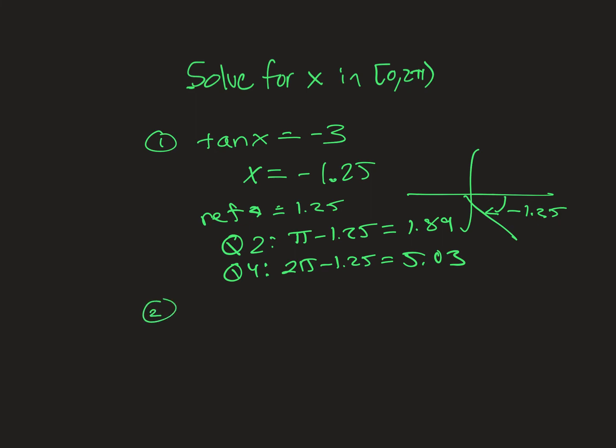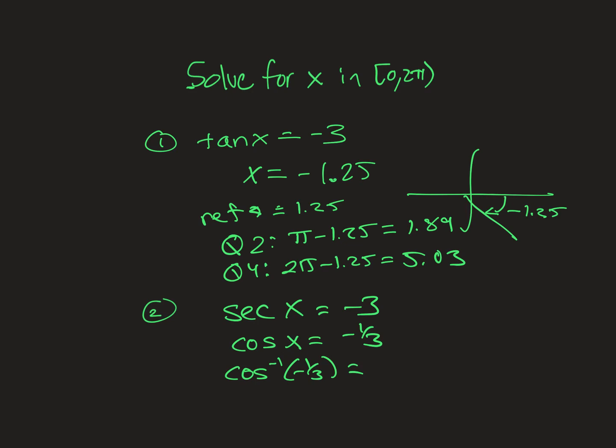Let's mix it up. Let's do secant. Secant of x equals, let's do negative 3 again. All right, there is no secant button on your calculator, and there's also no inverse secant button. So you've got to change it to the corresponding reciprocal function. This means that cosine x equals negative 1/3. And now, on my calculator, I can do cosine inverse of negative 1/3. Let's see what that gets us.